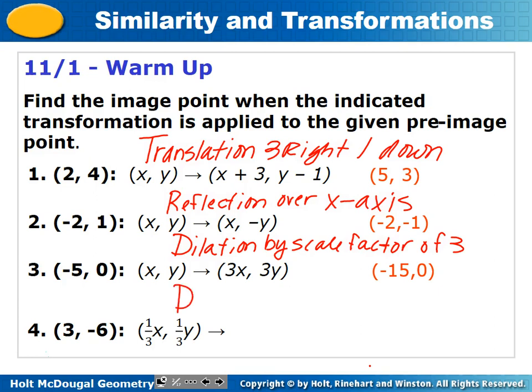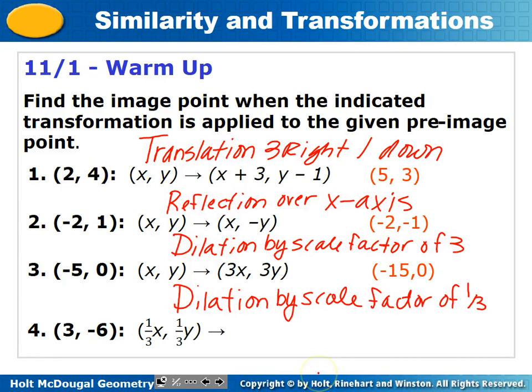So this is a dilation by a scale factor of 1/3. When we multiply by 1/3, it's the same as dividing by 3, and 3 divided by 3 is 1, and -6 divided by 3 is -2. So those are cycling back to old knowledge about all the transformations that we learned about. We didn't include rotation here, but 3 of the 4.